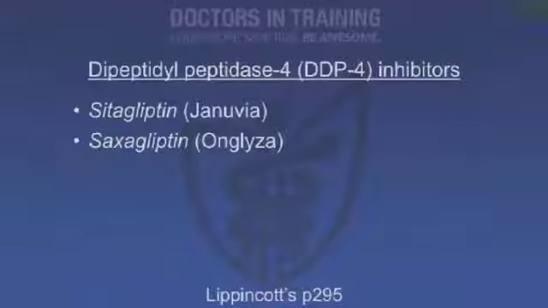That's dipeptidyl peptidase 4. The drugs we're talking about are sitagliptin and saxagliptin. Saxagliptin was just approved in 2009. It's not even in your Lippincott text. Before we can really talk about the mechanism of action of these drugs, let's talk about incretin hormones.